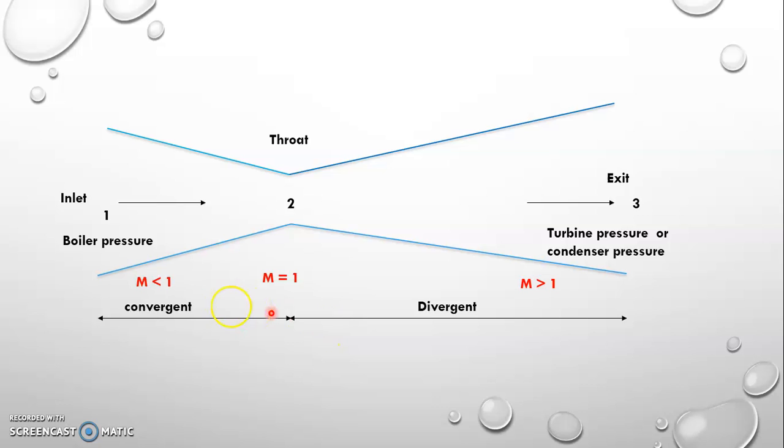In the convergent and divergent nozzle, there are three parts. The first part is the convergent part, the second part is the throat, and the third part is the divergent part. Already I told you that the effect of friction will happen at the throat section and the convergent and divergent sections, from the exit condition of the final velocity. In the convergent section, the Mach number is less than 1. At the throat section, the Mach number is equal to 1. In the divergent nozzle, the Mach number is greater than 1.